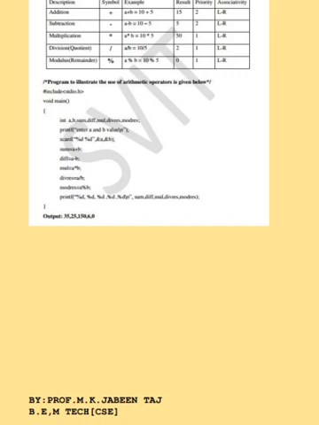Now let us see C operators can be classified on types of operation: arithmetic operators, relational operators, logical operators, assignment operators, increment and decrement operators, conditional operators, bitwise operators, special operators.